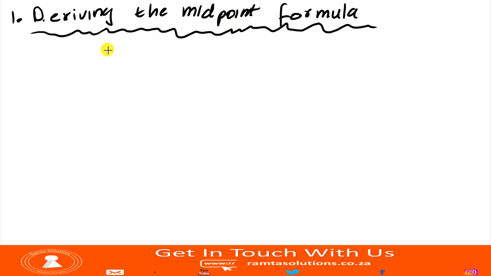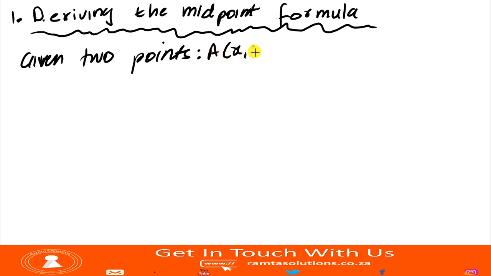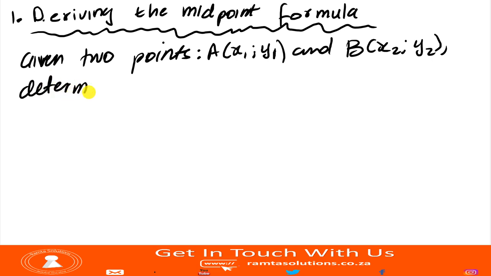Now, I want you to imagine, given 2 points, those points are A with coordinates x sub 1, y sub 1, and B with coordinates x sub 2 and y sub 2. Determine the midpoint.